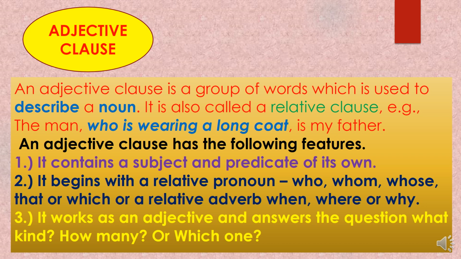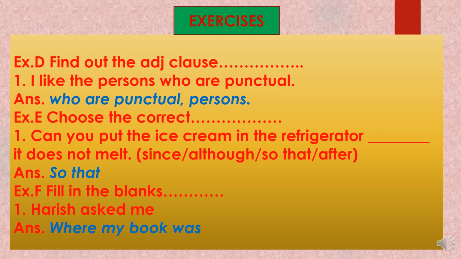And there is a relative clause also. So wherever we are using the words like when, where, or why, a relative adverb, or which, or something like that, it will always be the relative clause. Now let's see the exercises. Exercise D, find out the adjective clause. You have to find the adjective clause in the sentence and tell which word it modifies.